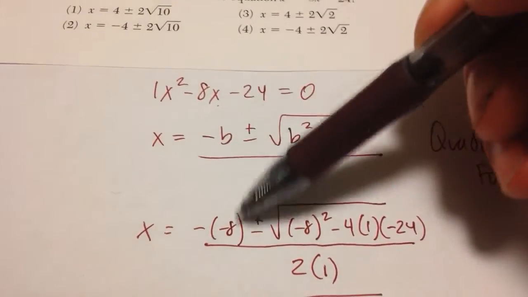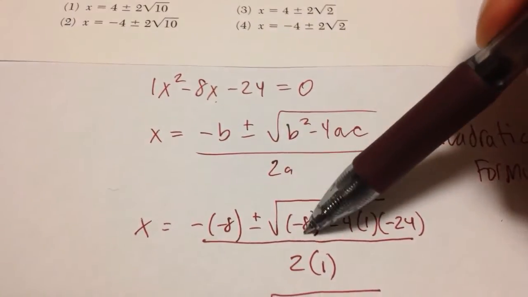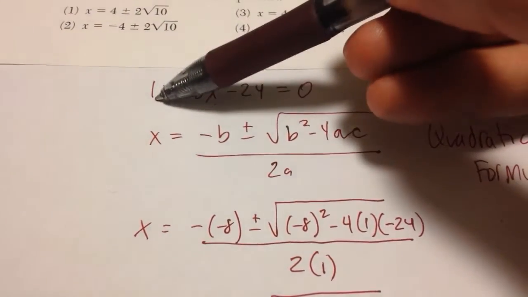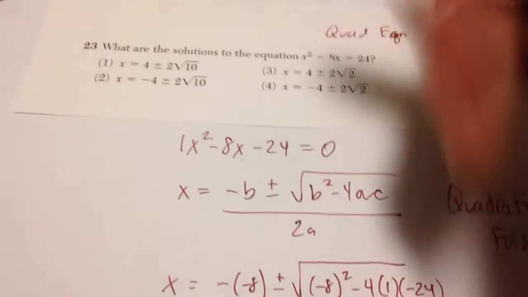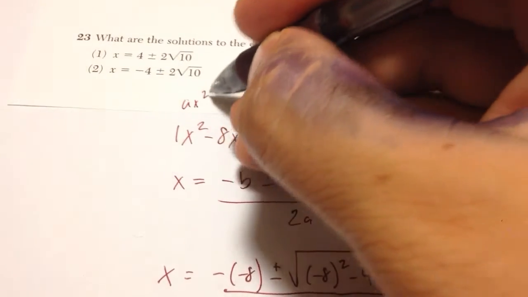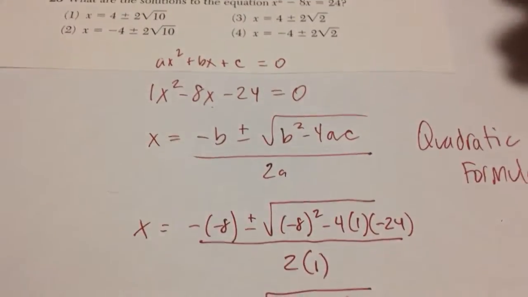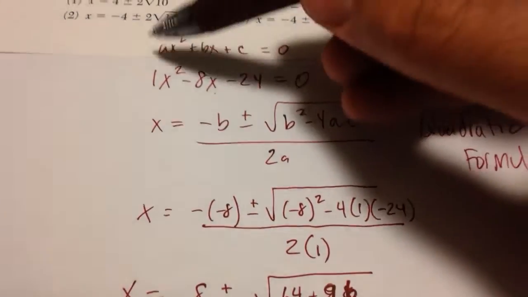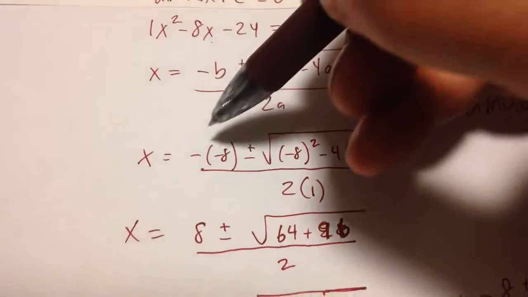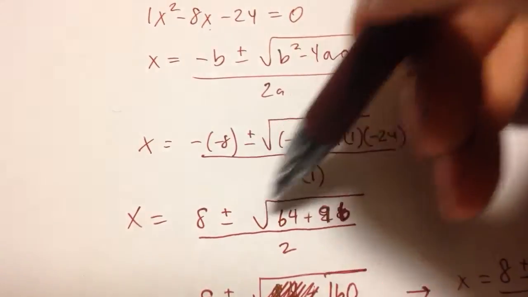My b is negative 8, so I plug in negative 8. Plug in negative 8. My a is 1, that's the coefficient of x squared. It is ax squared plus bx plus c. This is your standard form of a quadratic equation. 2 times 1, negative 8 is positive 8.